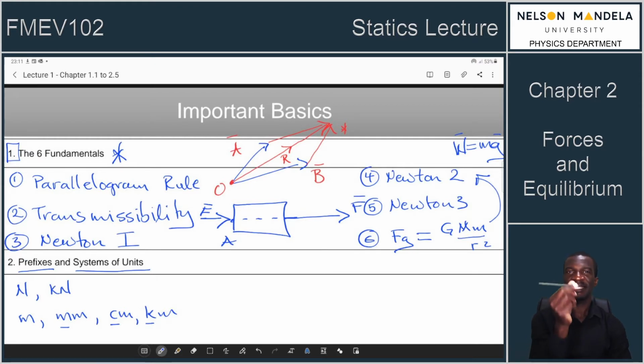If you are measuring this in meters, you're going to bore us because you're going to say it's 0.0.0. So use the right prefix, use centimeters, because that way we can easily relate. Oh, it's 10 centimeters, so we can count.